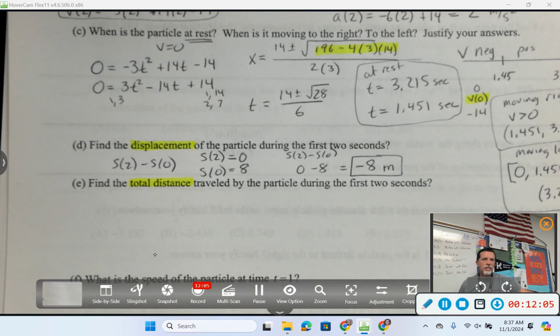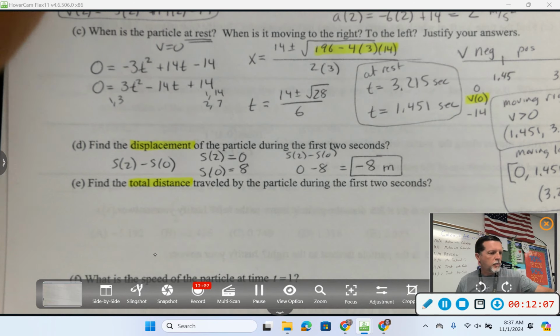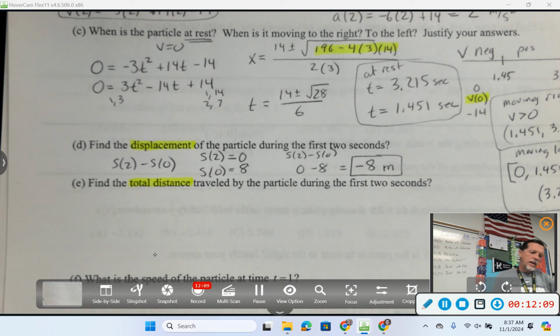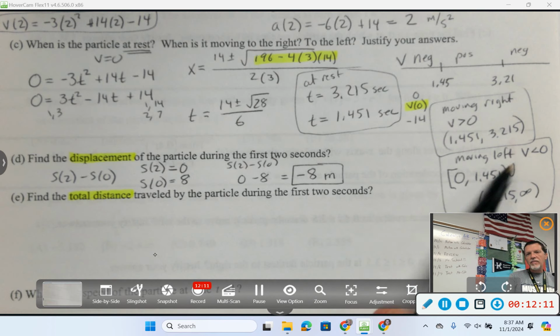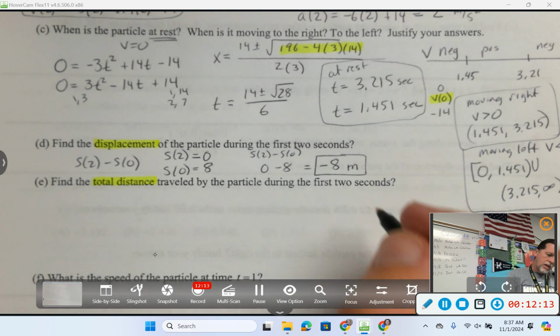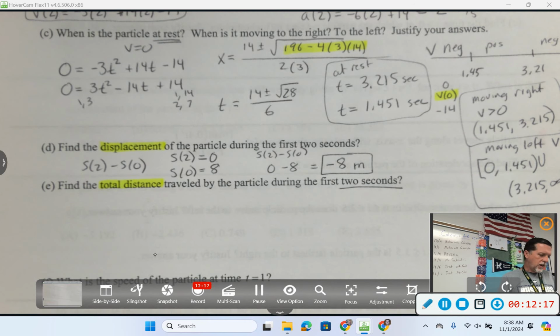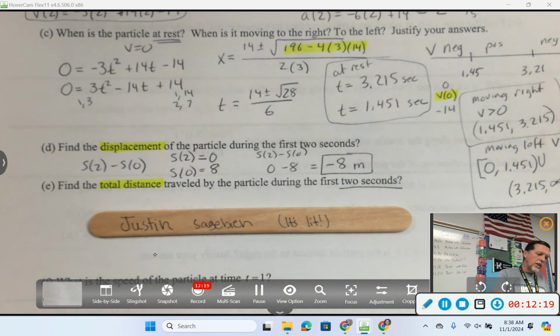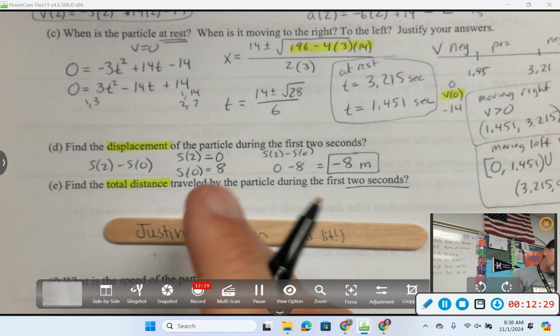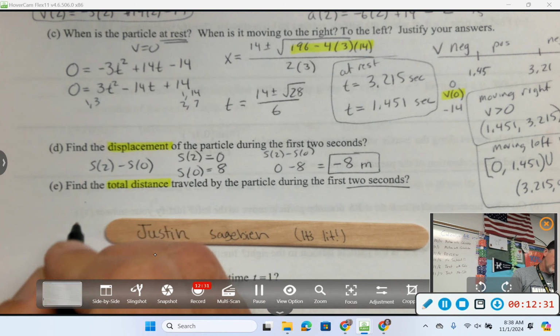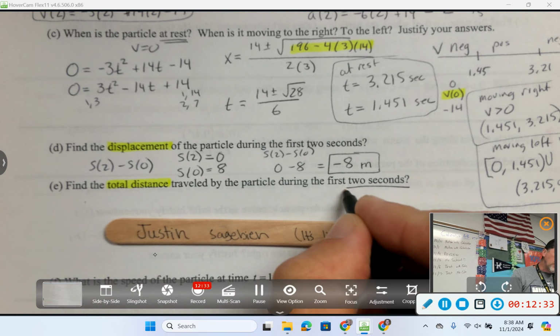Total distance, that one's kind of a pain because I've got to think about when I'm moving left and right and split things up, although I only have to go to 2 seconds. So what are the intervals I'd be looking at, Justin, to figure out what the total distance is? Would you be looking at 3.215? I only want to go to 2 seconds, though.